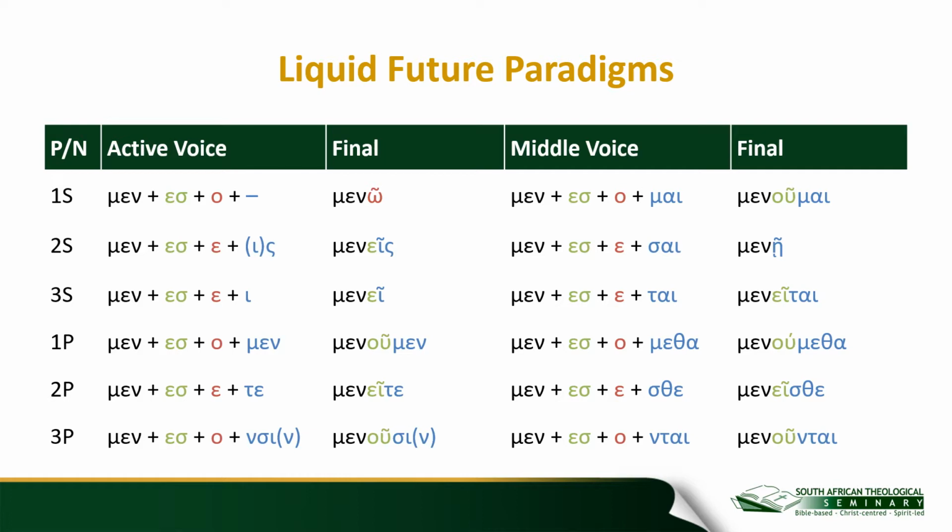Now, the liquid future forms look very similar to present indicative forms of ordinary verbs. However, take note of two things. Firstly, notice the liquid consonant. Also notice the accent on the contracted syllable. These are the two clues that it's a liquid future rather than a normal present form.